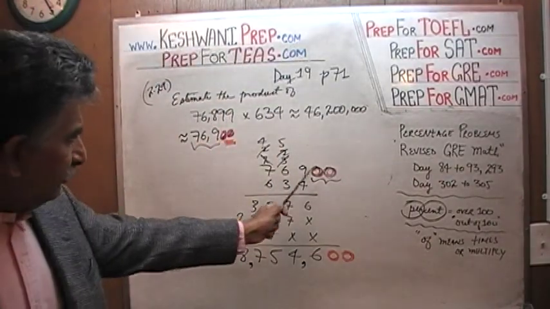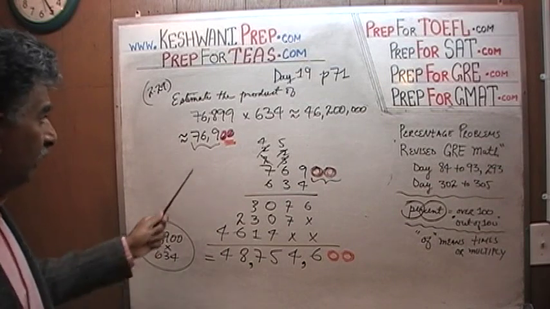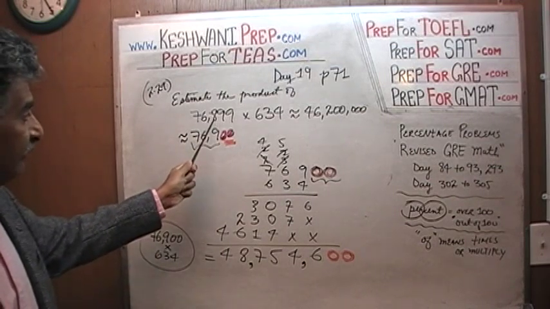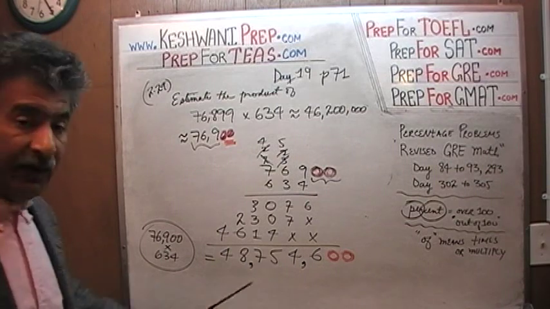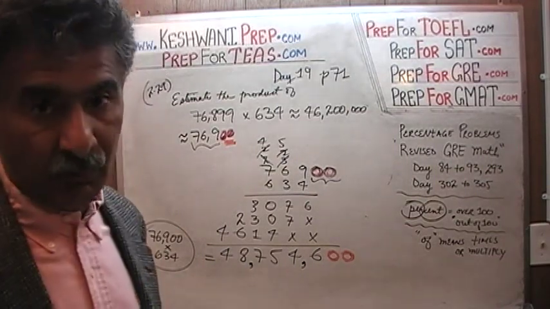That's where these two zeros came from there. So this represents 76,900 and 634. We don't have 76,900. We have 76,899. This answer is pretty close to the real thing because it's only off by 634.